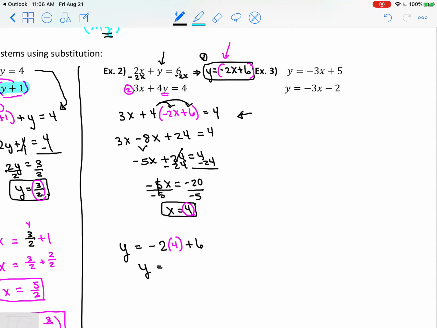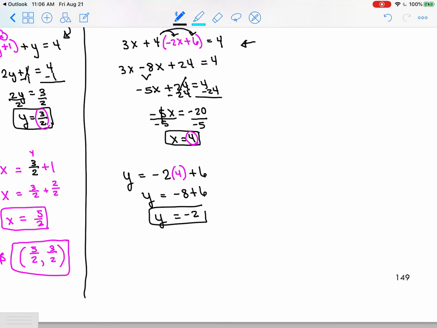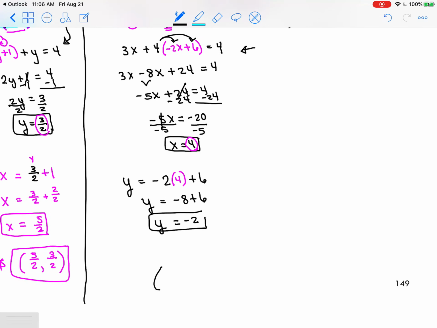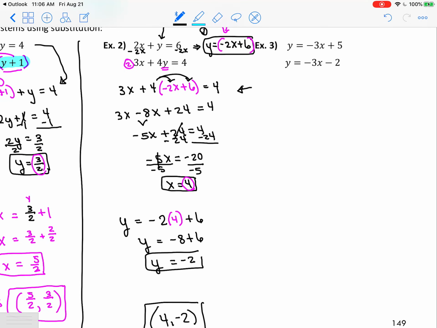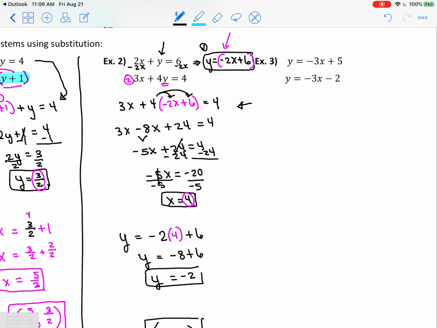So y is equal to negative 8 plus 6. Therefore, y is equal to negative 2. And voila, we have our ordered pair for negative 2. So this is saying that in this system of equations, at (4, negative 2) is where these two lines cross.